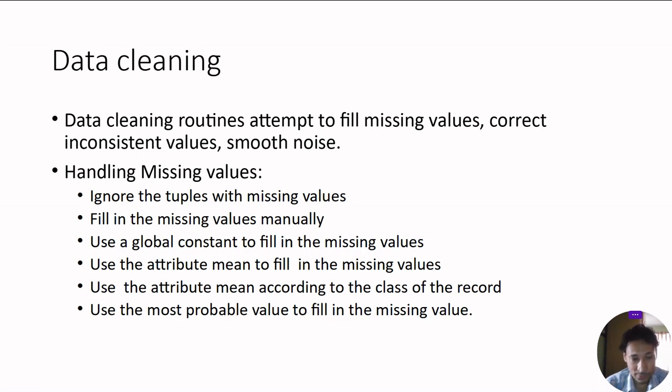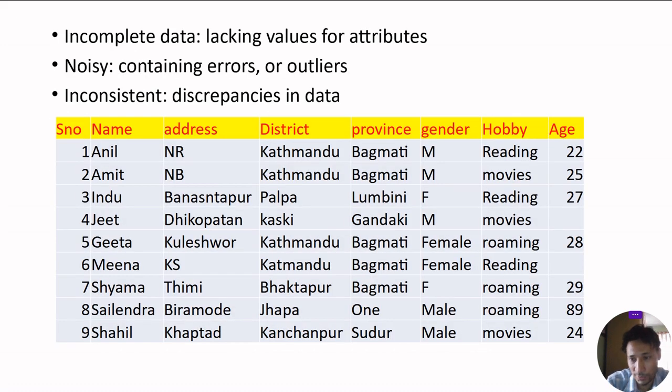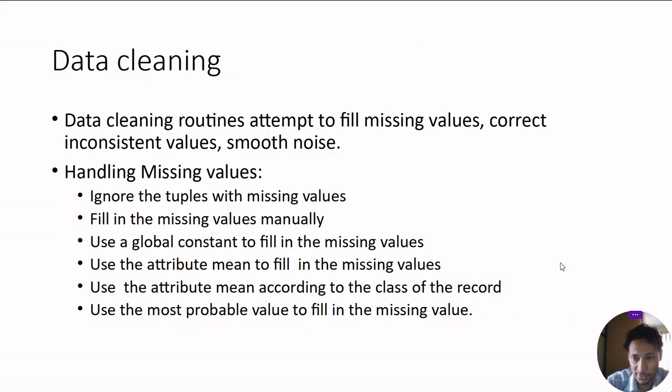Or we can use the most probable value for the missing values. Suppose the most probable value for the age is 26 in this case. So we can write 26 here, we can write 26 here. So in this way we can do the cleaning of the data.